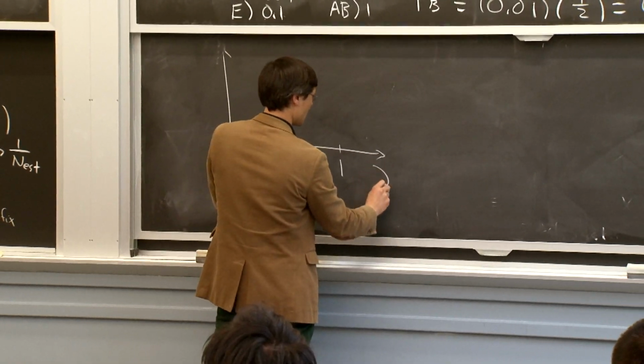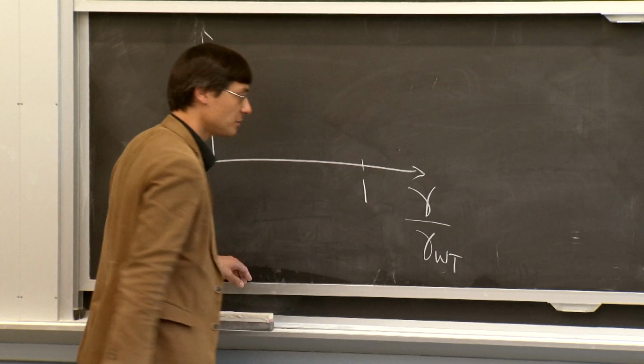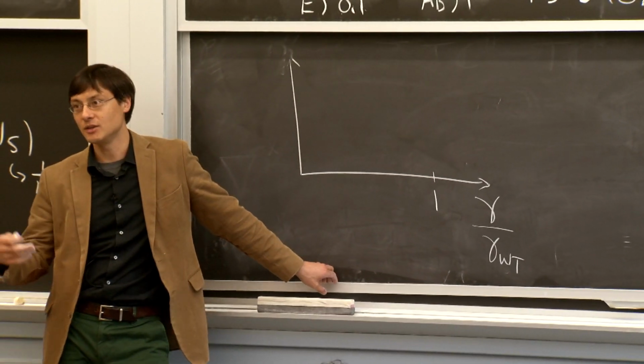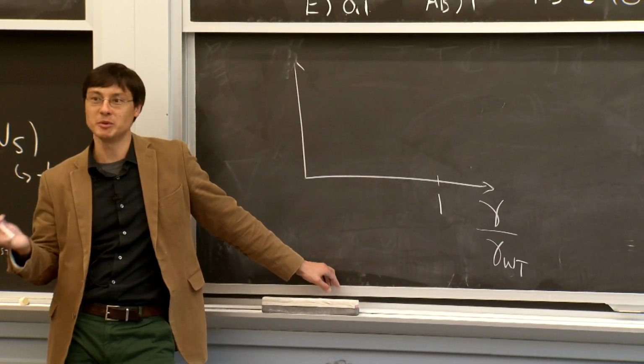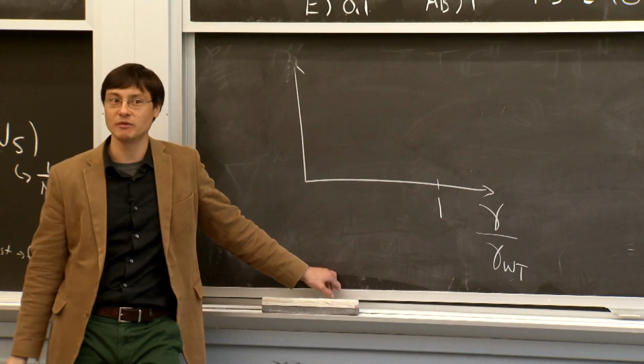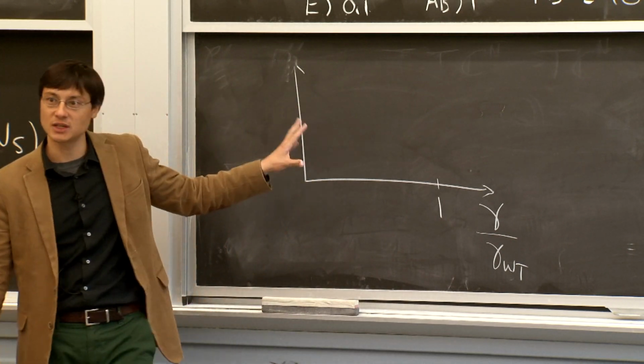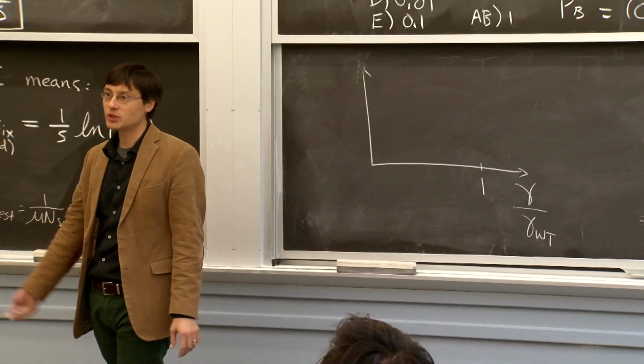So this is gamma, over gamma of wild type. And this could be E. coli in LB or minimal media, at 30C. Pick some reasonable environment. Okay. The question is, if you draw the histogram of what this thing should look like, what should it be?